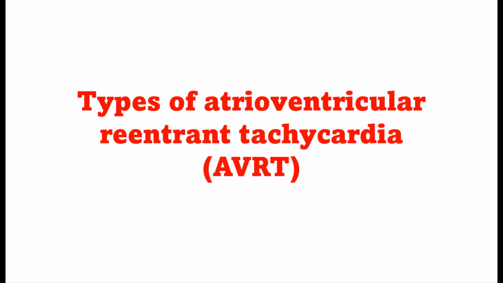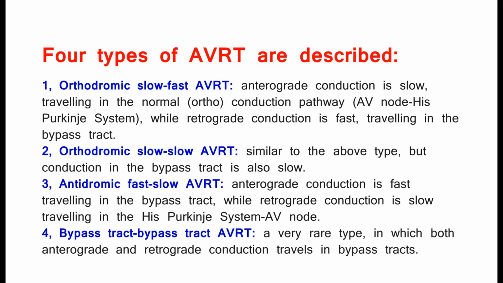Types of atrioventricular reentrant tachycardia, AVRT. Four types of AVRT are described. 1. Orthodromic slow-fast AVRT: anterograde conduction is slow, traveling in the normal, ortho, conduction pathway, AV node, His-Purkinje system, while retrograde conduction is fast, traveling in the bypass tract.